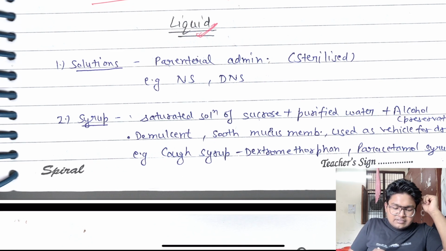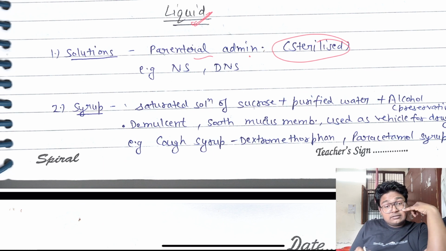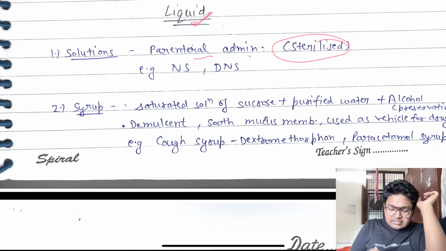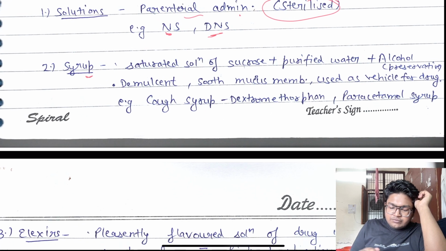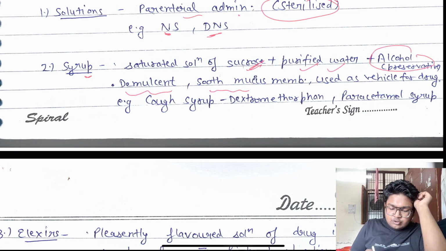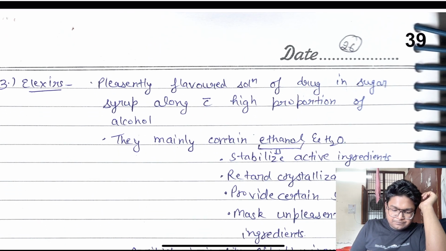Then we have liquids. First of all, we have solutions. These are used for parenteral administration. Sterilized, like normal saline. DNS means dextrose and normal saline. Syrup: saturated solution of sucrose, purified water, alcohol, demulcents. Demulcents soothe the mucous membrane and also work like a cough preventive agent. Cough syrup, dextromethorphan, paracetamol syrup, etc.